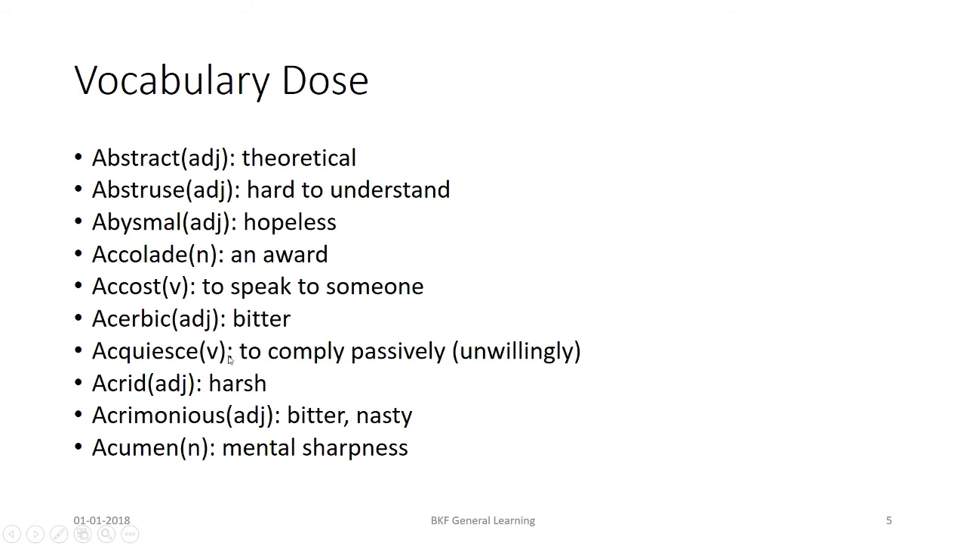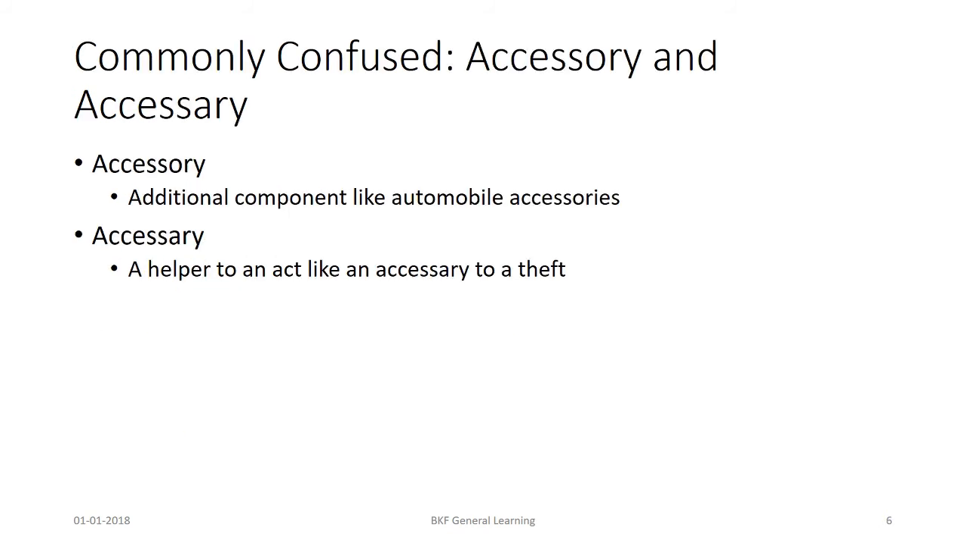Acrid is harsh. It also is an adjective. Acrimonious is also an adjective. It means bitter or nasty. Acumen is a noun. It means mental sharpness. So we can say that she has got a lot of business acumen, by which I mean she has a lot of knowledge about business.